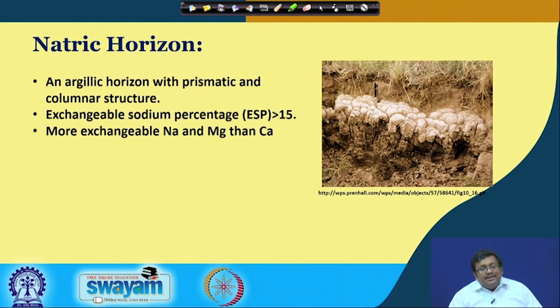Natric horizon is an argillic horizon which shows the dominance of sodium with some prismatic and columnar structure. We will discuss structure later on, and it contains exchangeable sodium percentage greater than 15. So, this is an important property, and it contains more exchangeable sodium and magnesium than calcium. As you can see, this is a natric horizon which is showing accumulation of sodium, and these are having columnar structure.